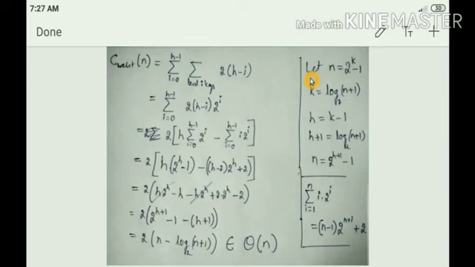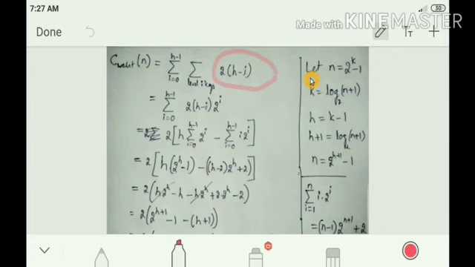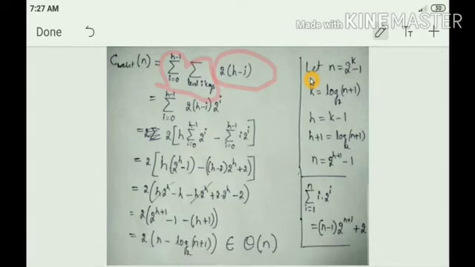So the total number of key comparisons involving a key on level i will require 2(h minus i) comparisons. Therefore, the total number of key comparisons in the worst case is equal to the summation from i equals 0 to h minus 1 of all the keys in all the levels of the tree times 2 times (h minus i), which after mathematical induction reduces to theta of n.